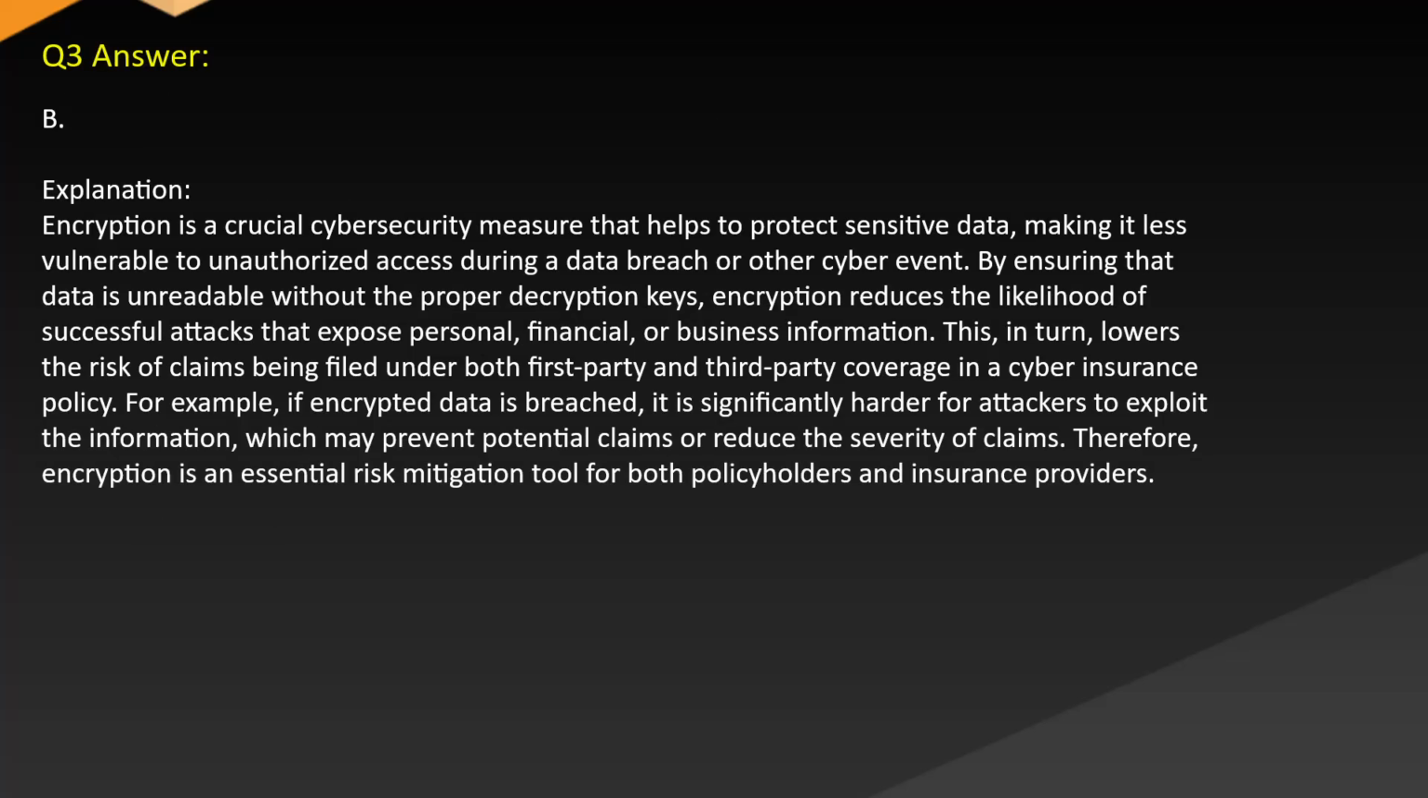Answer. B. Explanation. Encryption is a crucial cybersecurity measure that helps to protect sensitive data, making it less vulnerable to unauthorized access during a data breach or other cyber event. By ensuring that data is unreadable without the proper decryption keys, encryption reduces the likelihood of successful attacks that expose personal, financial, or business information. This in turn lowers the risk of claims being filed under both first-party and third-party coverage in a cyber insurance policy. For example, if encrypted data is breached, it is significantly harder for attackers to exploit the information, which may prevent potential claims or reduce the severity of claims. Therefore, encryption is an essential risk mitigation tool for both policyholders and insurance providers.